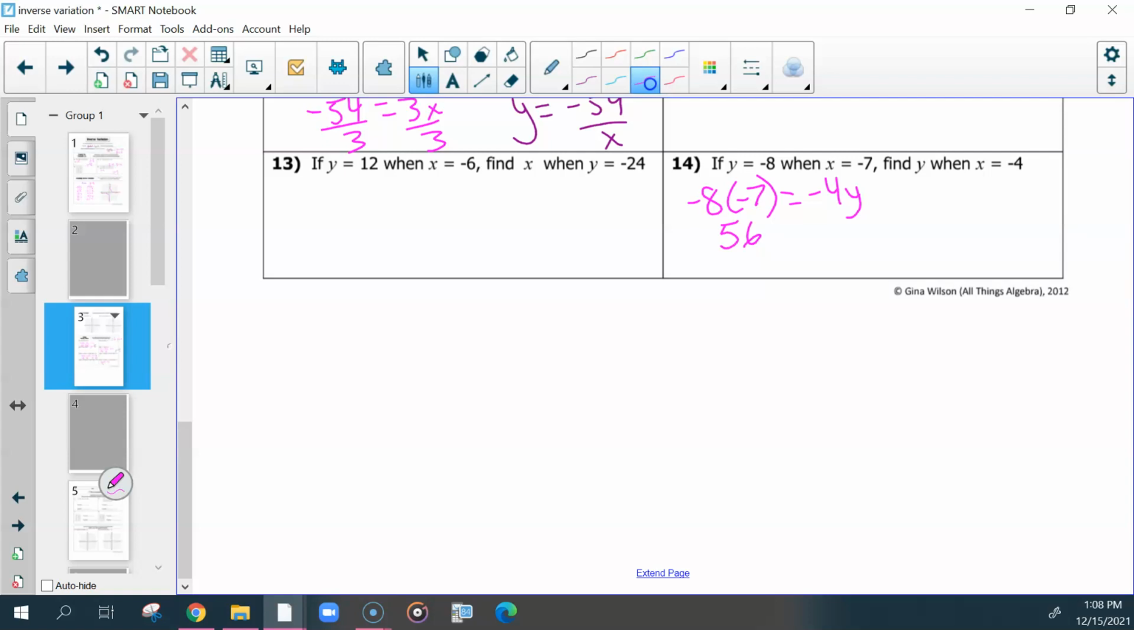Yes, there's a lot of hesitation in that because I was like 50 something. But yes, 56, okay. And then we have equals -4. We divide is the word I meant to say there. Divide both sides by -4. We get -14. And then if we go back and we check, -14 times -4 gives us a positive 56. So 56 would be our constant k, and our equation would be y equals 56 over x.